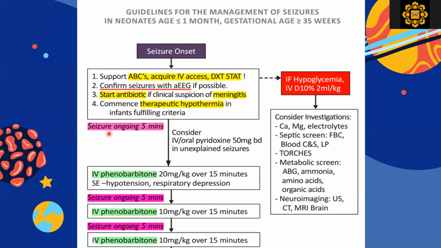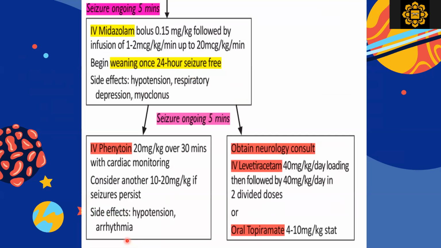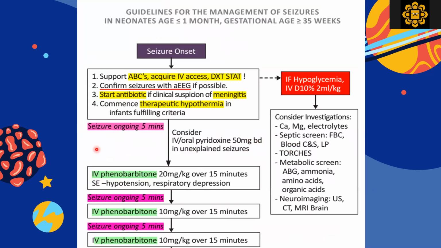So first, if seizures are ongoing for more than 5 minutes, we give IV phenobarbital. If still going more than 5 minutes, IV phenobarbital again. Still ongoing, then midazolam, and if still ongoing, we can give phenytoin or obtain a neurological consult. So it's something easy like this. So we can know that IV phenobarbital is one we can give to the patient with neonatal seizures.